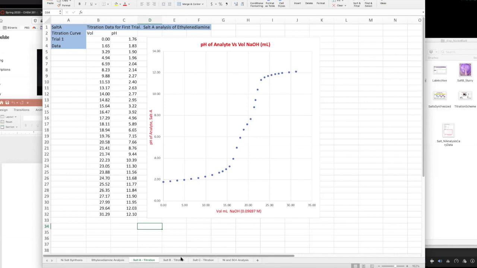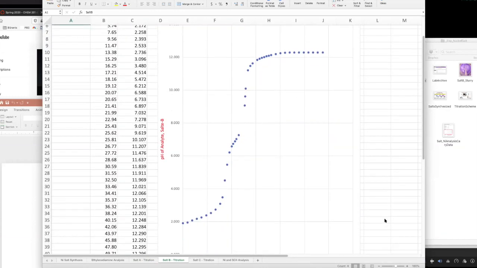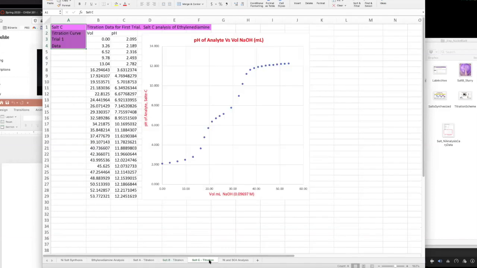Let me show you salt B. This is the titration curve for that. Let me make this bigger. Okay, so this is the titration curve for salt B. Again, there are 2 inflection points, but the first inflection point right here is what you want to read, because that's the titration of hydrochloric acid. Finally, let me show you salt C. It looks like that. Again, it's going to be the first inflection point.